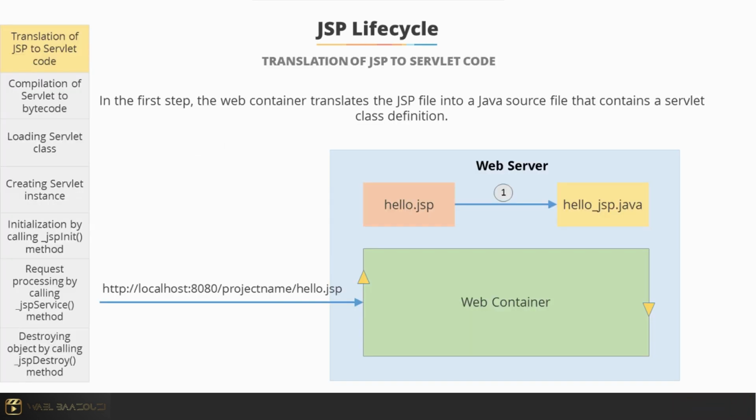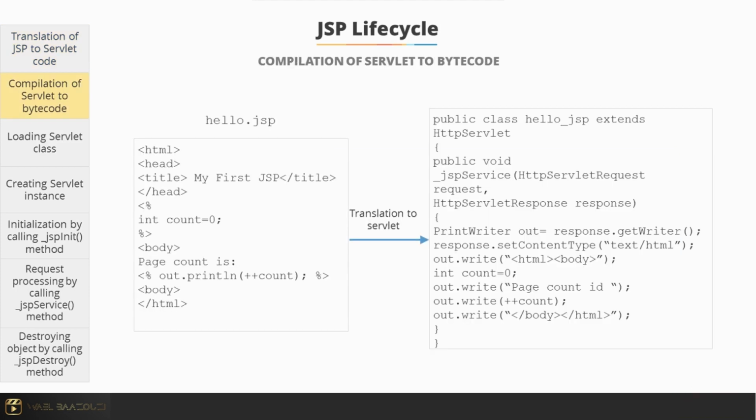In the first step, the web container translates the JSP file into a Java source file that contains a servlet class definition. So when we request the web container for a JSP file, the JSP file is converted into a .java file. That is the first step.